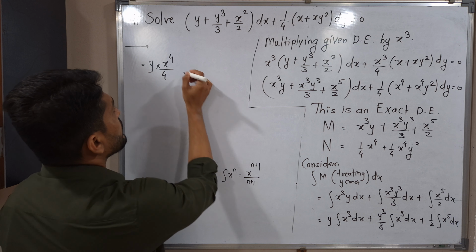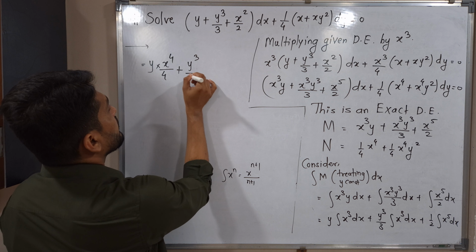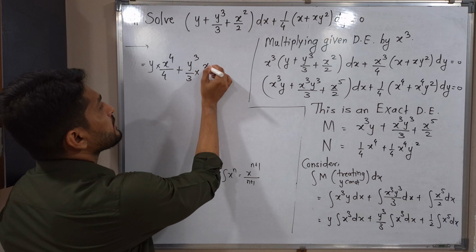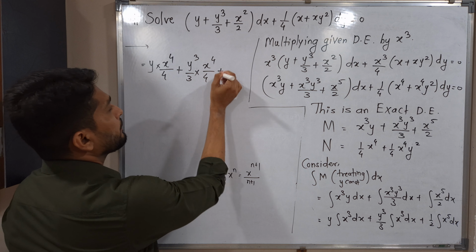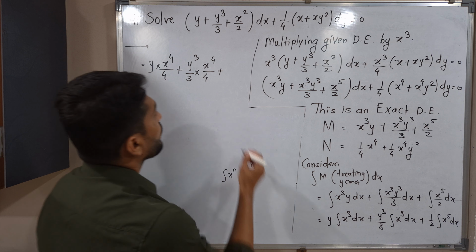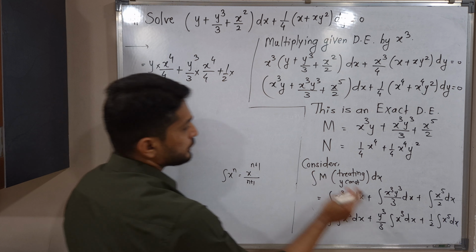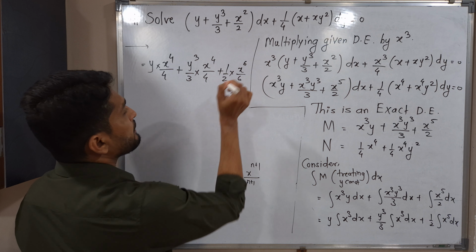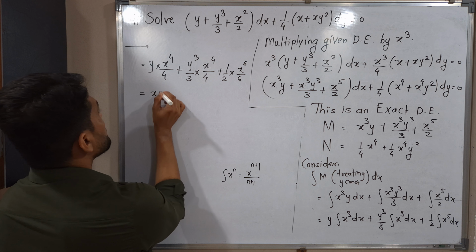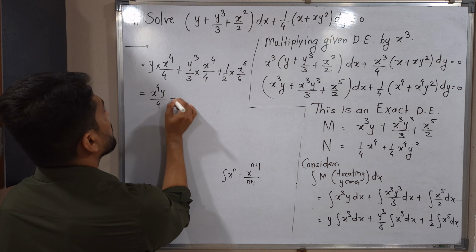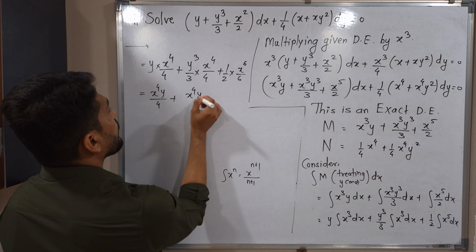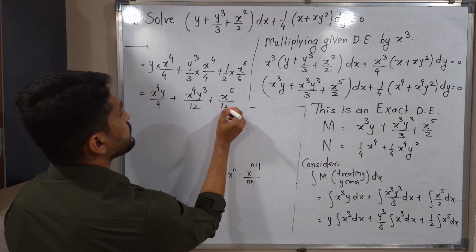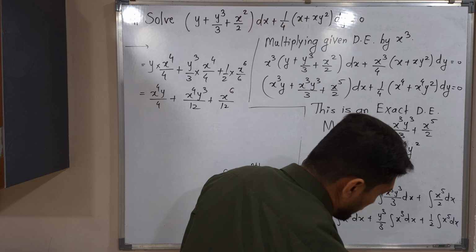Plus y cube by 3, constant outside, into its integration which will be x raised to 4 by 4, plus 1 by 2 outside, integration of x raised to 5: 5 plus 1, 6, and the same number in the denominator. So the final answer is x raised to 4 y by 4 plus x raised to 4 y cube by 12 plus x raised to 6 by 12. So this is the final answer, that means the value of this integration.